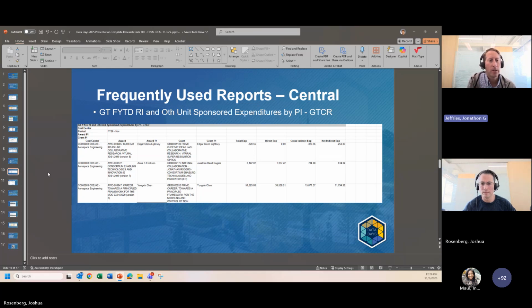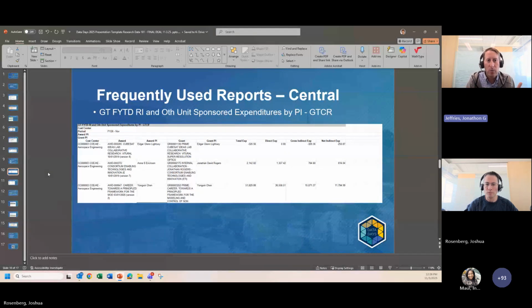So Josh was talking about this earlier. In Workday, every time we get a sponsored award, a new contract, an award gets set up. An award gives you that high level information. Who's the sponsor? What's the F&A rate? How often do we bill? When do we bill? What's the period of performance? Things like that. But when you actually put an expense on a sponsored award, they create a grant line underneath that. That's where your expenditures go.